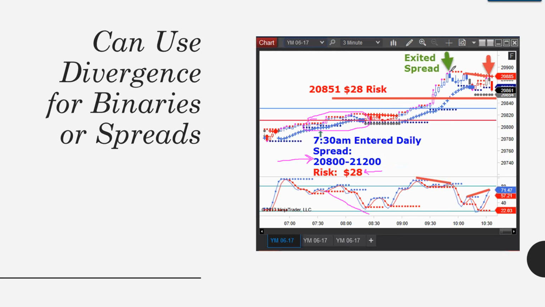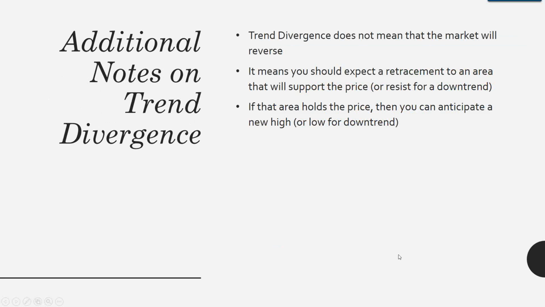Now price went up, forms a reversal bar here, forms trend divergence. I exit the position, and then I wait for it to come back and test this ATR. And you can see that as it did, you get hidden divergence. This is an entry using a short binary. Again, it only had $28 of risk, and then it continues down. These are usually really good areas for these low risk binary options.